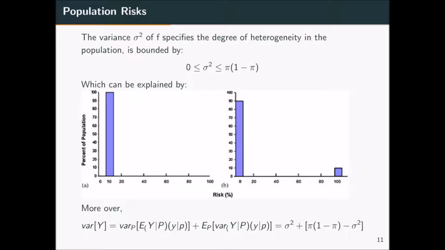There is a property that, with the same expectation, the variance has the lower bound of 0 and the upper bound as the variance of Bernoulli trial, which can be explained by the tower property at the bottom.